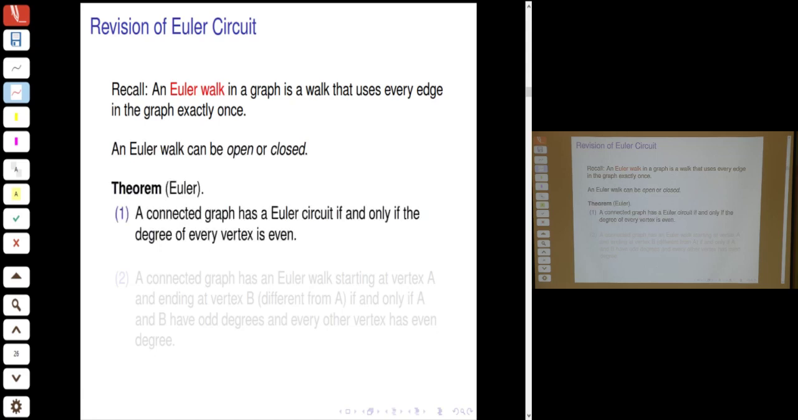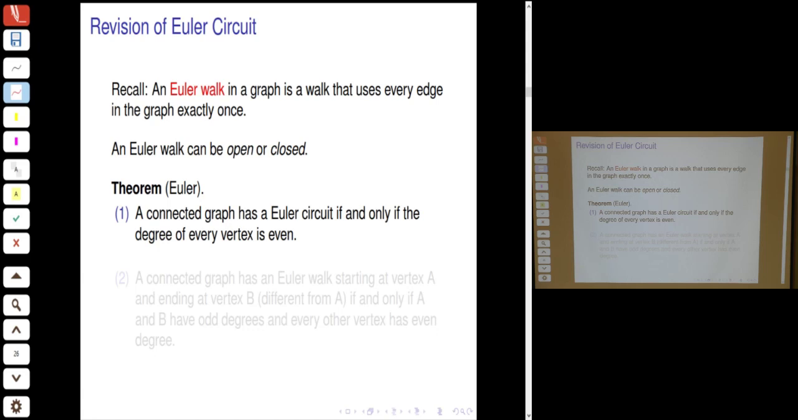So a connected graph is a graph in which every pair of vertices, maybe they are not connected by an edge, but they can be connected by a walk. So although two vertices might not be neighbors, you would be able to go from any vertex to any other using a sequence of edges, okay, using a walk.